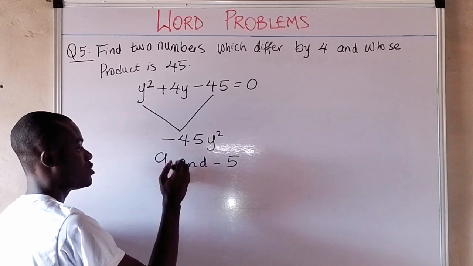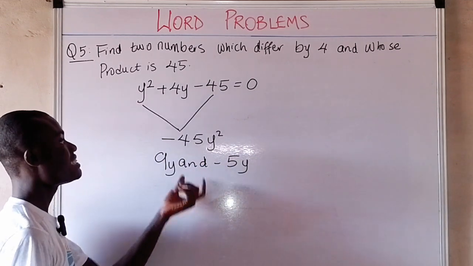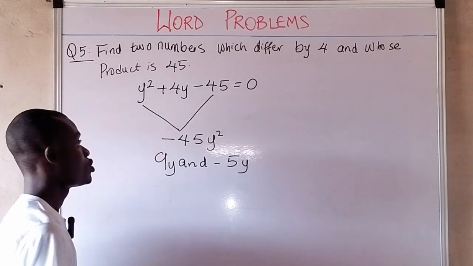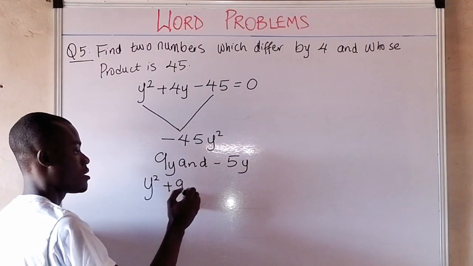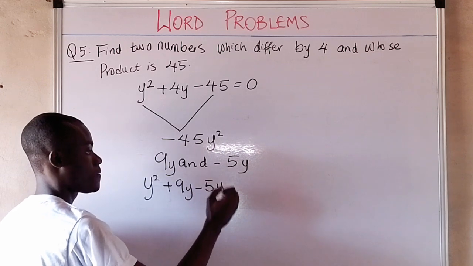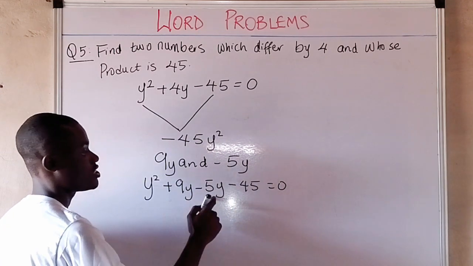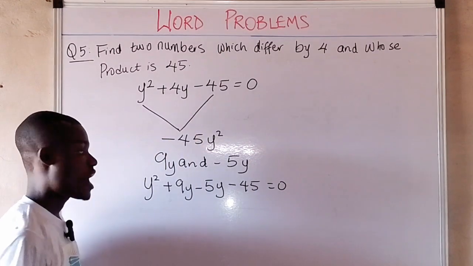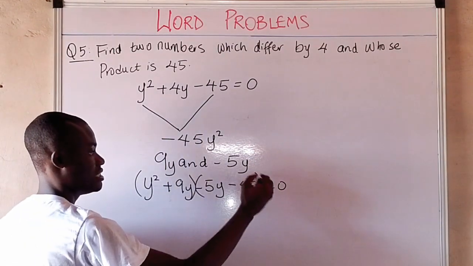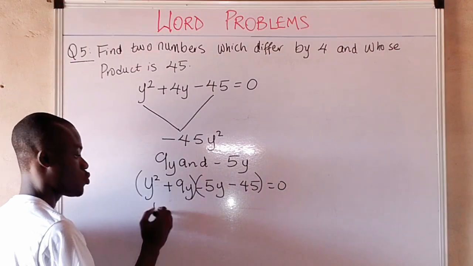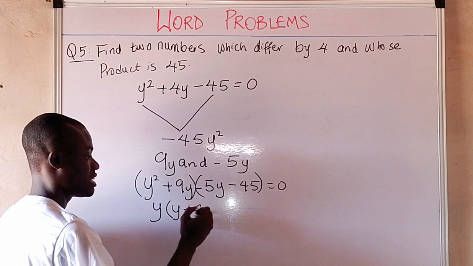So we are simply going to add y to it. We said when you get these two numbers, replace them with the middle number. So I will replace this 4y with 9y minus 5y minus 45 is equal to 0, because 9y minus 5y will give us 4y. Then we can factorize, pick them in twos, this and then this. What's common to both of them is y. When we take out y, we are left with y plus 9.